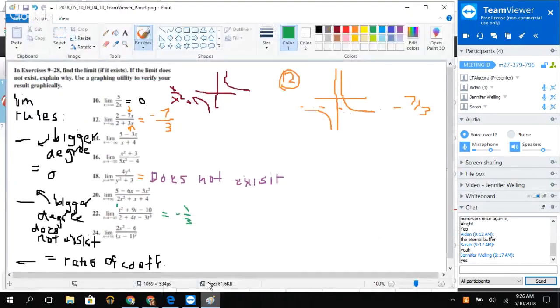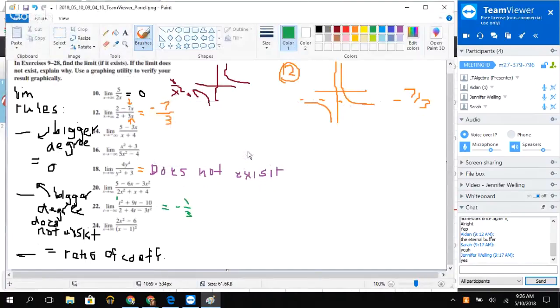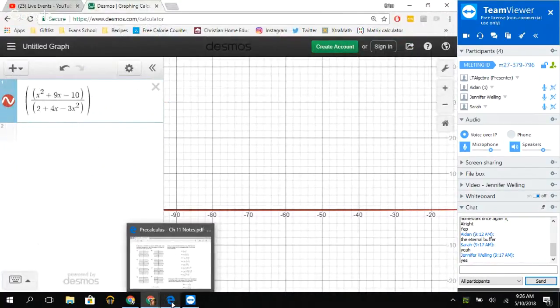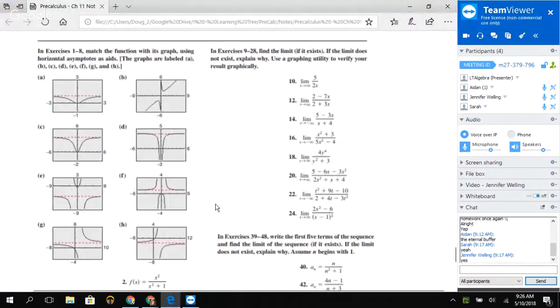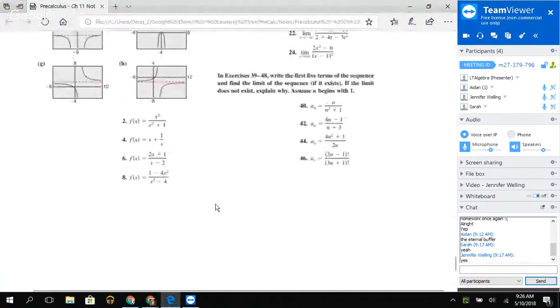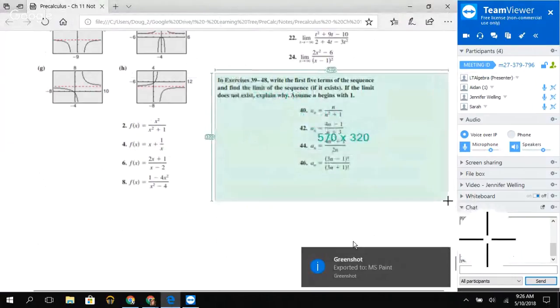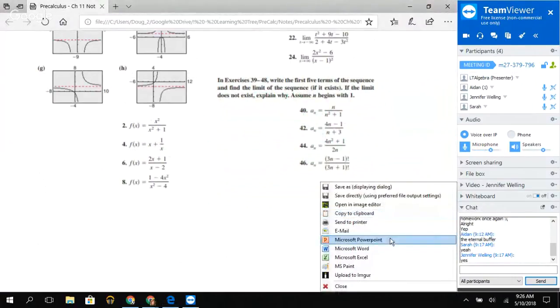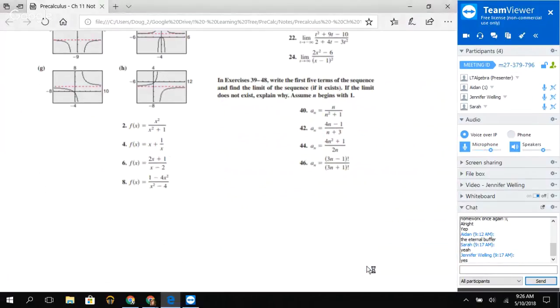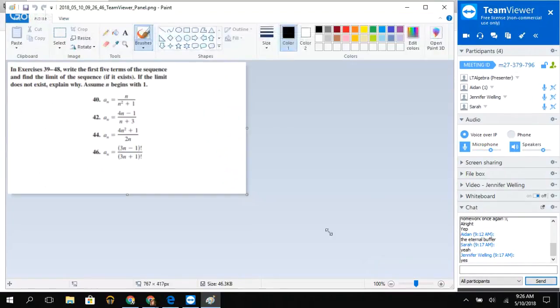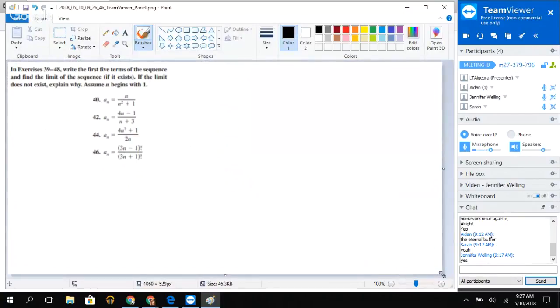Okay, so let me move back here. Get rid of this. Pull up my notes. Last few little questions here. So these are sequences where they give us the definition of the sequence. And it says, write the first 5 terms of the sequence and find the limit of the sequence if it exists. If the limit does not exist, explain why, and assume that n begins with 1. So our sequence begins with 1.